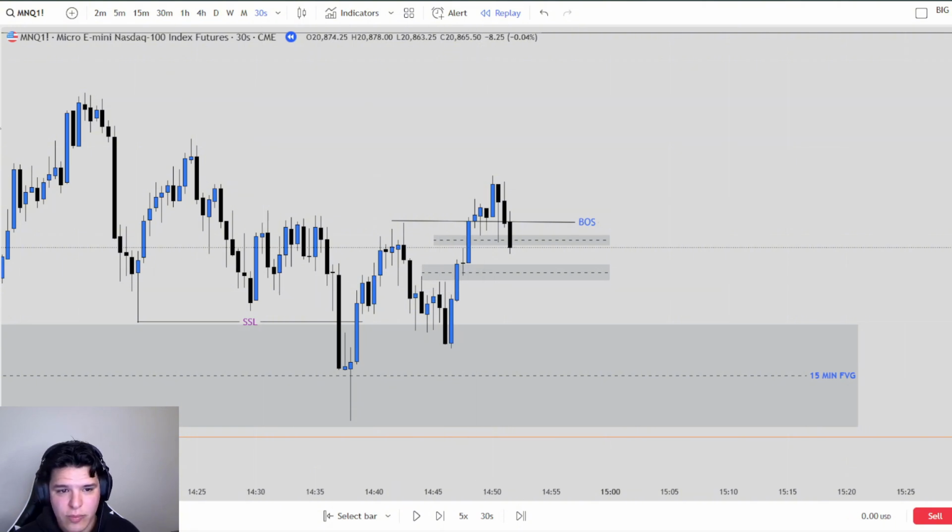Okay. So in general, I know for a fact that I want to be buying in this area. Okay. We have the 1 minute fair value. I'm not really looking to take that one just simply because that's really, really close to the break of structure point.